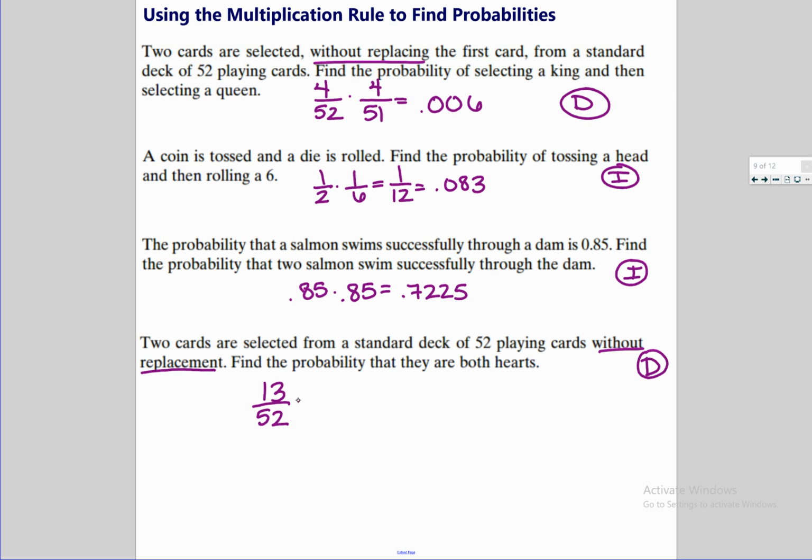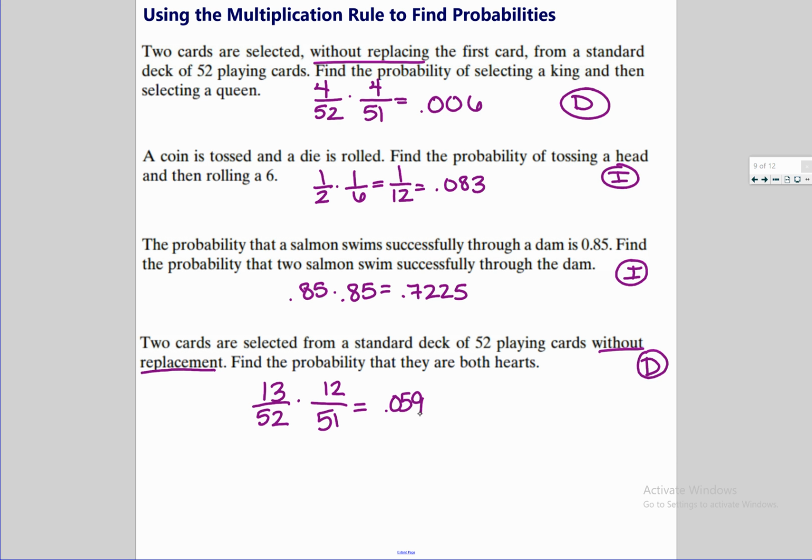And then that heart is not replaced. So now for the second one, it's going to change. How many hearts are left in the deck? 12 out of 51. Yep. And then multiply them together. And I get 0.059.